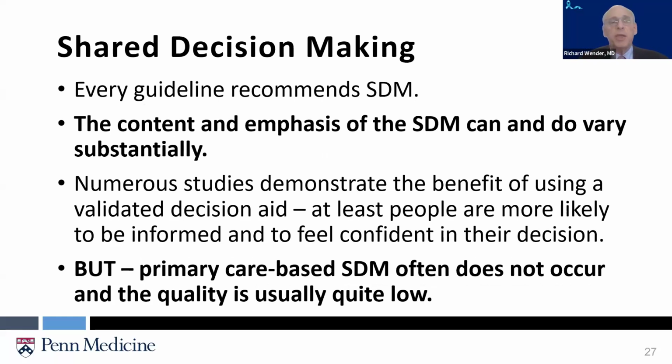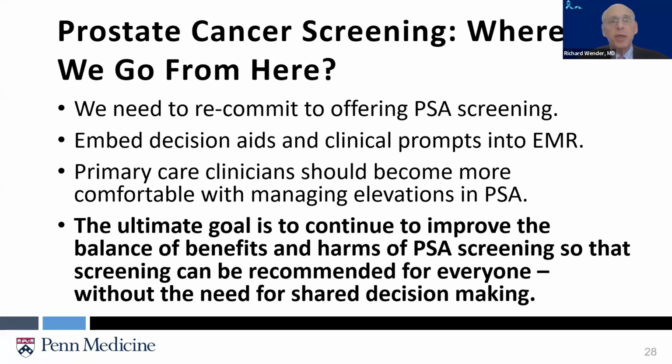And what worries me is that there are lots of studies, we just did a literature review, that, going to the last bullet, primary care shared decision-making often does not occur, and the quality is usually quite low. The third bullet points out that if you're going to do shared decision-making, a validated decision aid, making sure that the content reflects modern day estimates of benefits and risk, is critical. It's not an out-of-date decision aid that can help in shared decision-making.